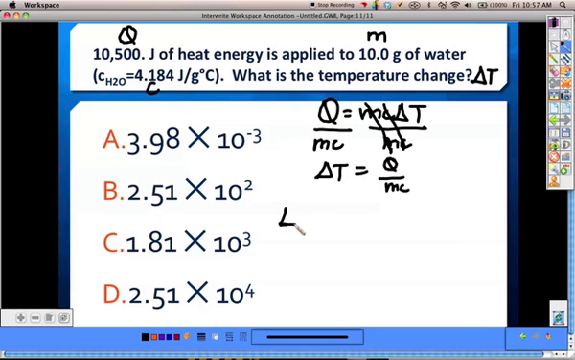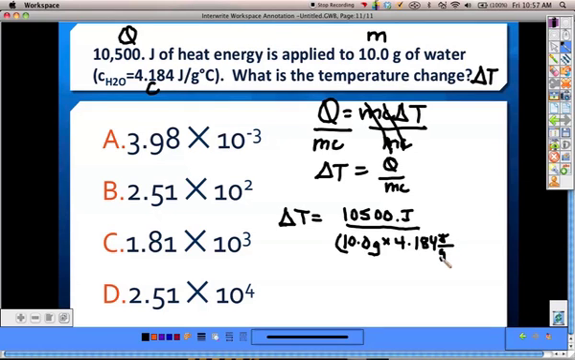Delta T is equal to 10,500 joules divided by my mass, 10.0 grams, multiplied by my 4.184 joules over grams degrees Celsius specific heat capacity. Once I calculate that all through and see that my lowest number of sig figs is 3, I get B for my answer, 2.51 times 10 to the 2.